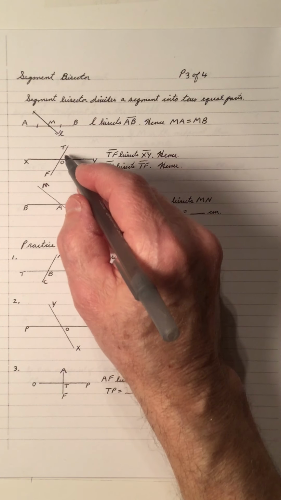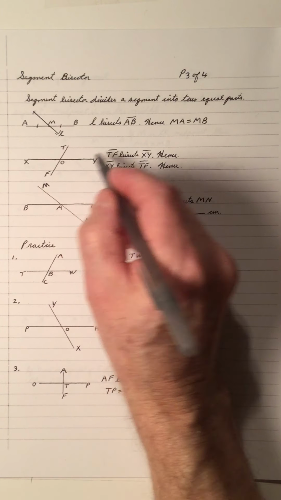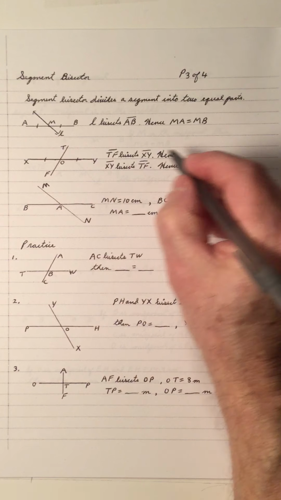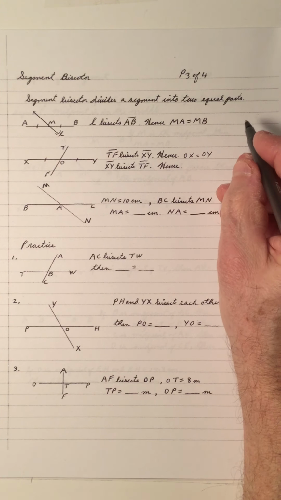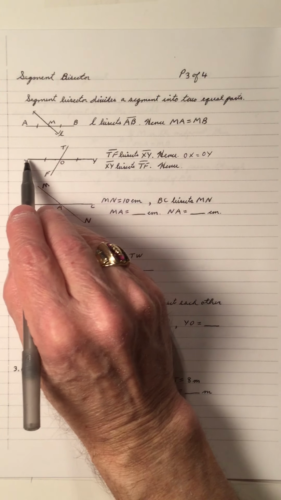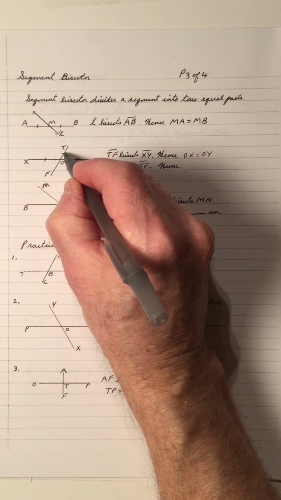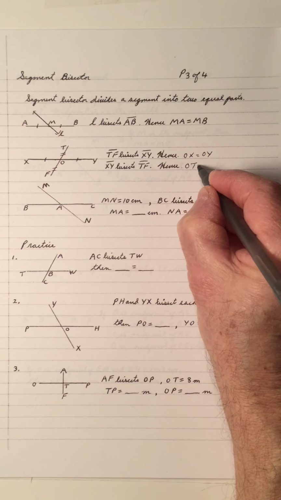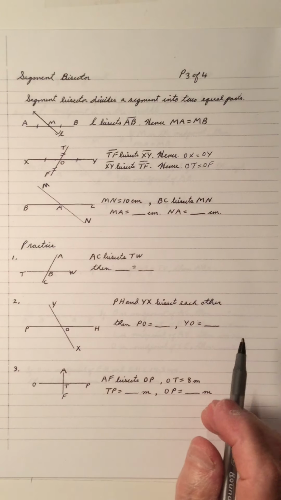So if TF bisects XY, so XY is cut in half. So that means that that part equals that part. So OX equals OY. Now I have that OX OY, this segment, bisects this one. So that means that TO equals OF. So note they bisect each other.